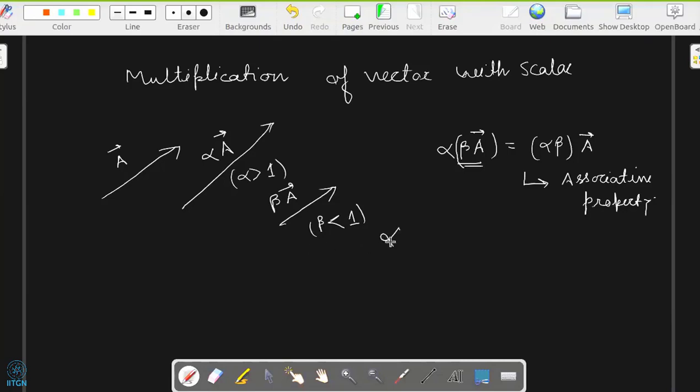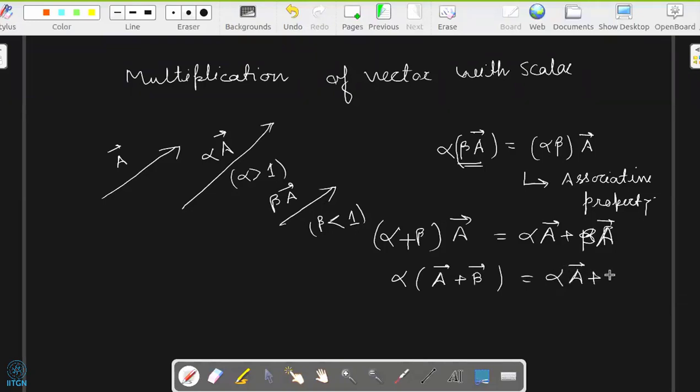Similarly, if you have alpha plus beta multiplying with A, then you can write alpha A plus beta A, or if I have alpha times the summation of two vectors, then I can write alpha vector A plus alpha vector B. So these two properties are distributive property. So we know all these things. Now, where we are going to use all these things? This seems very trivial, and how we are going to use this?